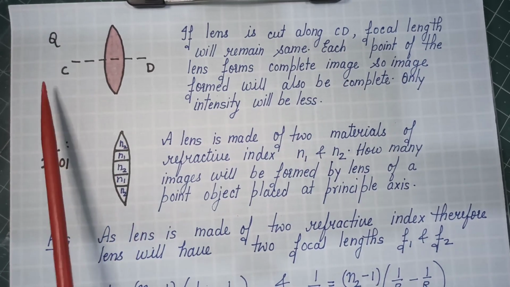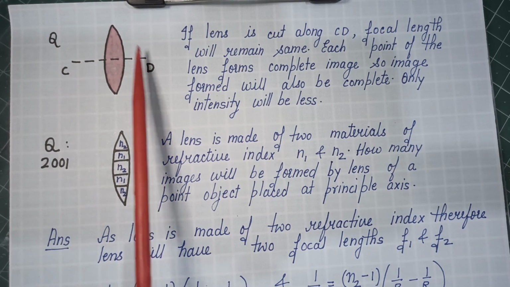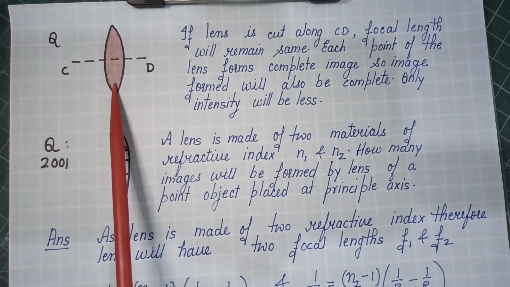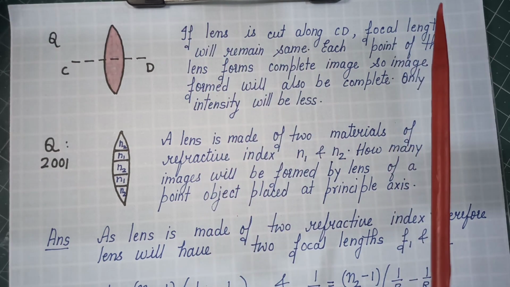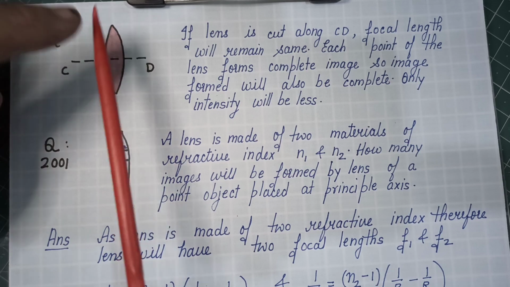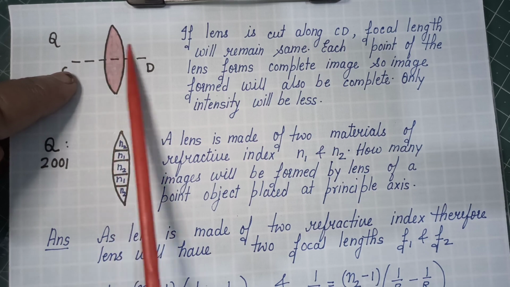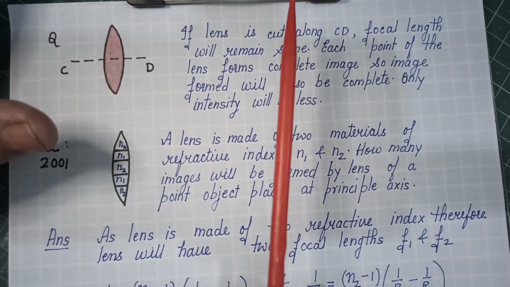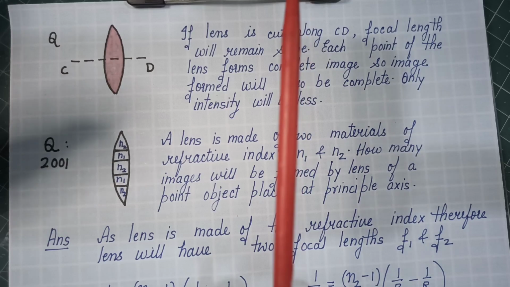In the same question, they are also asking that if the lens is cut along CD, CD passing through the center of the lens and perpendicular to AB, then what will be the focal length of the two new parts? So here, the lens has its focal length unchanged. The only thing is that since every point has a complete image of the object, if half the lens is used, half the rays are passing and forming the image, so the intensity and brightness of the image will reduce, but there will be no change in the focal length of the lens and position of the image.